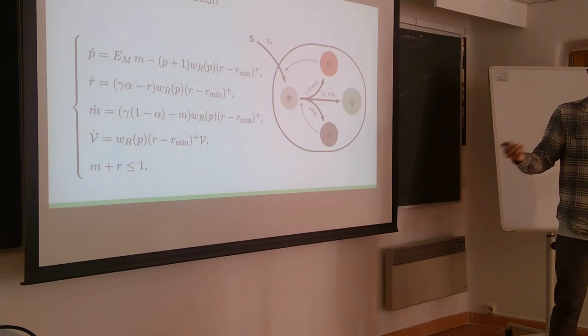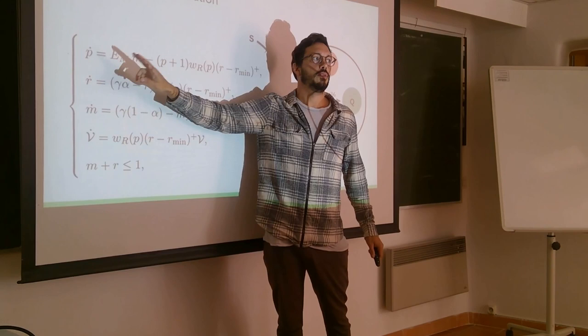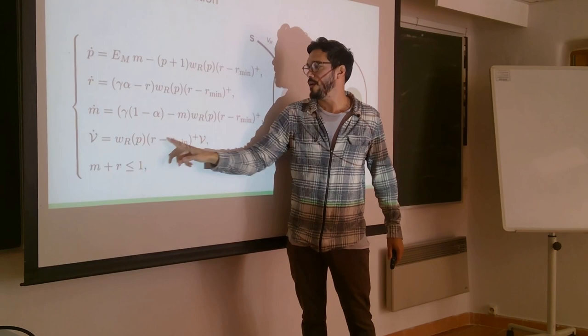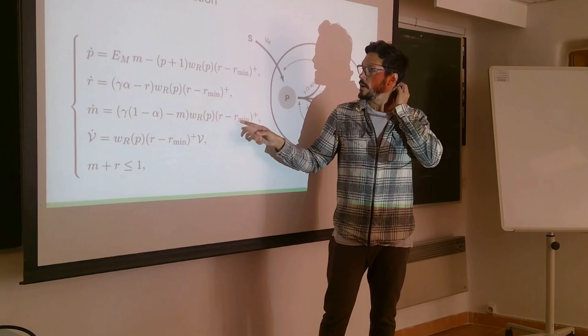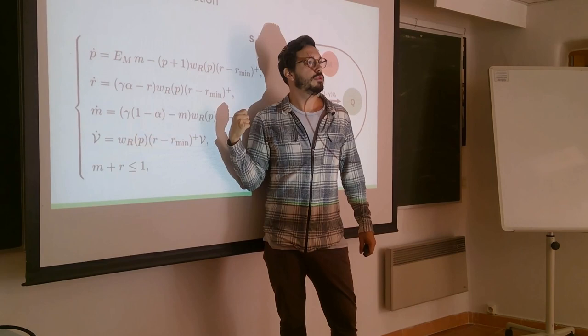So we end up with this model. Now in P, there is no flow that depended on M. It doesn't depend on M anymore, so it's just a constant. We have the growth rate depending on R minus R mean. Again, we have the couple of terms also depending on R minus R mean. And we have now this constraint because I removed Q.